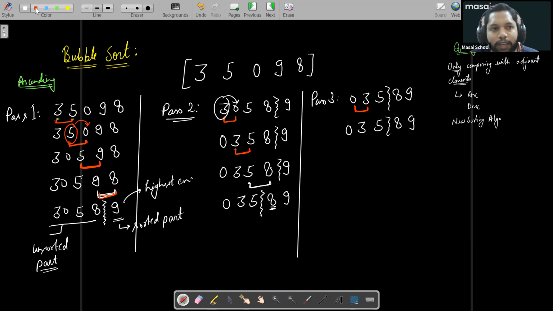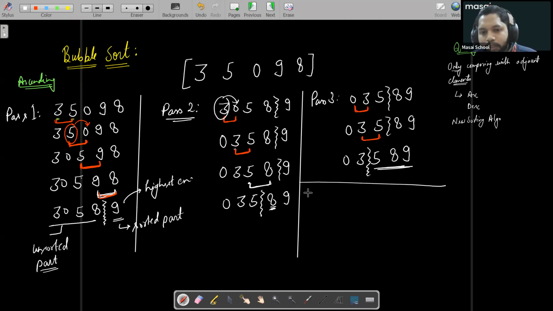0, 3, 5, 8, 9. Now again, guys, 3 and 5. Is 3 greater than 5? No. Do I need to swap it? No. So I will simply move forward. And can you guys see my third highest element also found its correct position? Now for pass 4.